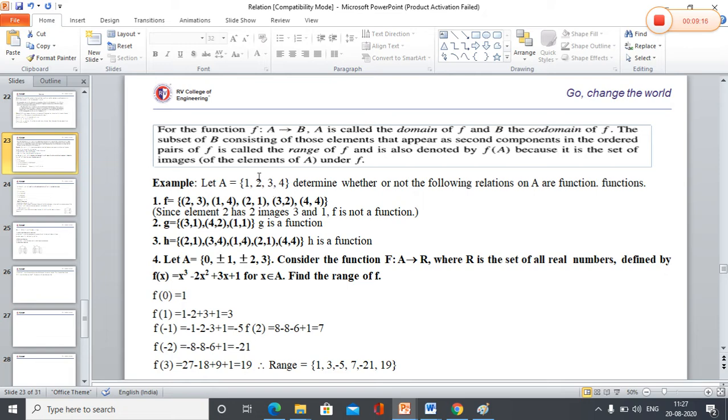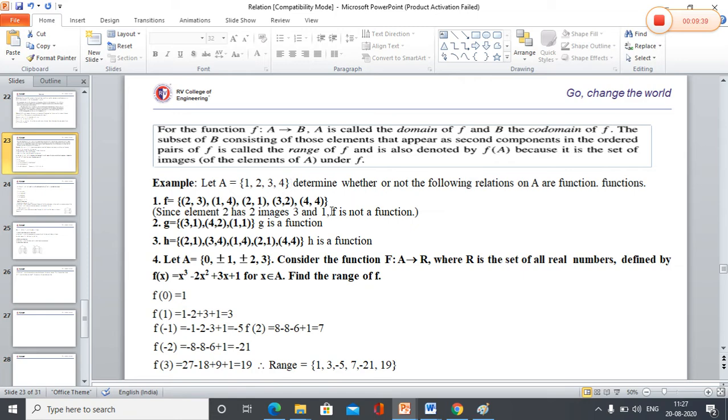Okay. So the first condition of a function is what? Each element of A should be associated with some element of B. So each element of A means 1, 2, and so on. So in the ordered pairs, each element of A should appear as the first element. Okay. So here see, 2 is coming, 1 is coming, here 3, 4 all are coming.